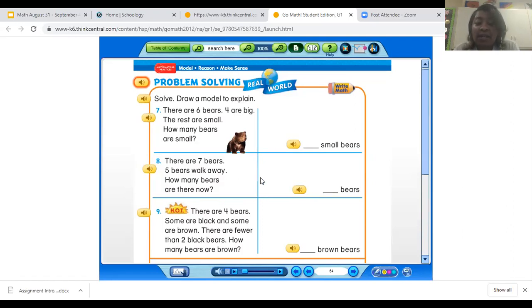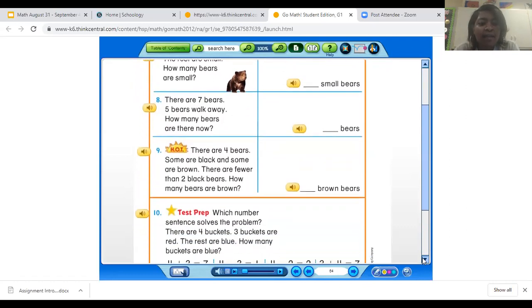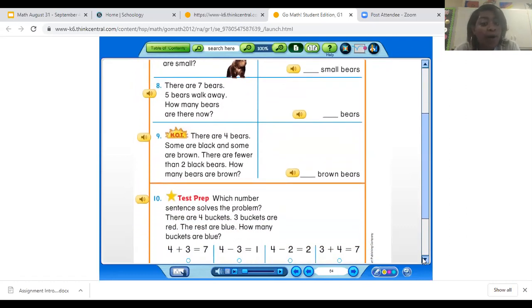So there are 7 bears. Draw those 7 bears. 5 of them walked away, so they're no longer there. So we're going to cross them out. How many bears are there now? Number 9. There are 4 bears. This is a hot problem, by the way. Some are black and some are brown. There are fewer than 2 black bears. How many bears are brown?